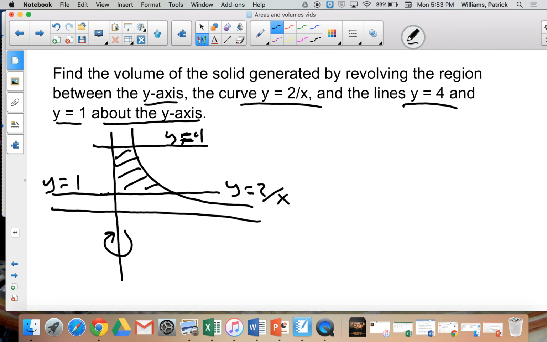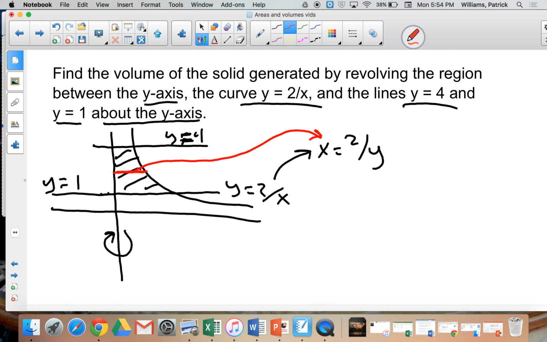So that should clue you in on the fact that we're going to have to use dy to evaluate this integral. Because if we're evaluating it that way, our radius is now this distance. It's that horizontal distance, okay? So one thing we're going to want to do is rewrite this function, and write it as x as a function of y. So if we do that, we'll get x is equal to 2 over y. And that's exactly what our radius is going to be.